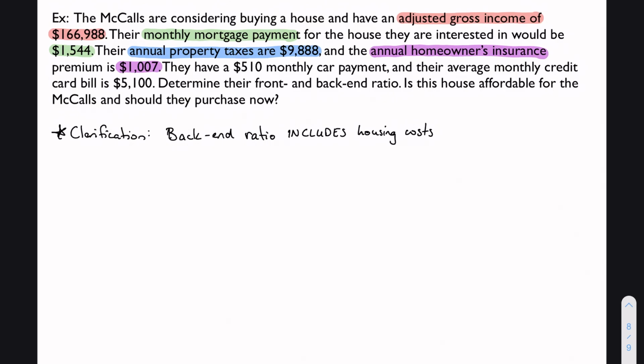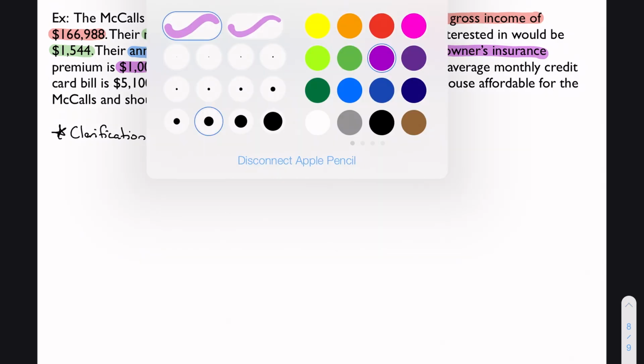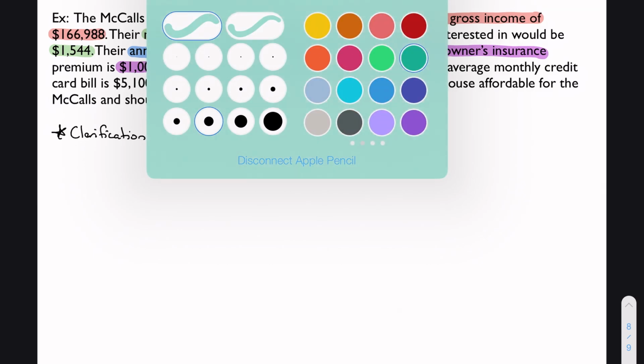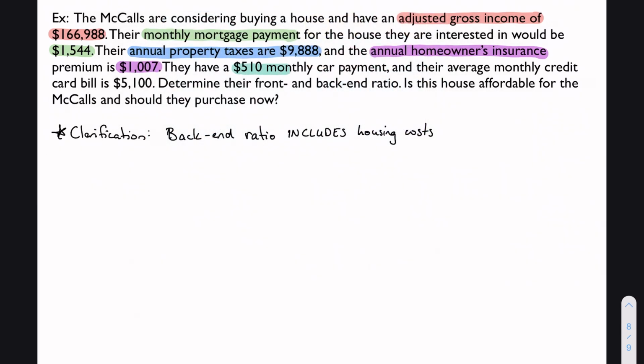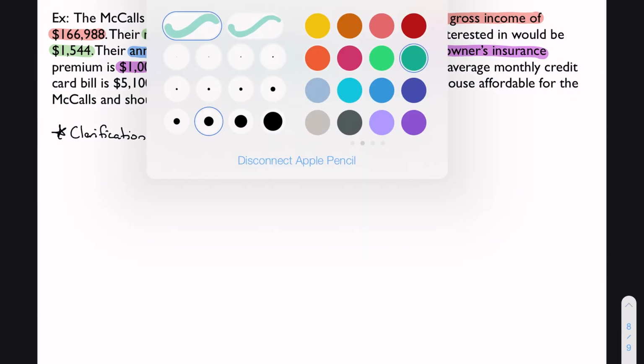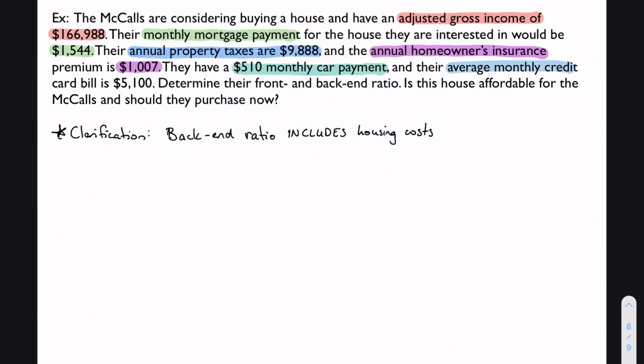We have even more information, right? In addition to all of this, they have a $510 monthly car payment. They have an average monthly credit card bill of $5,100. Yikes.